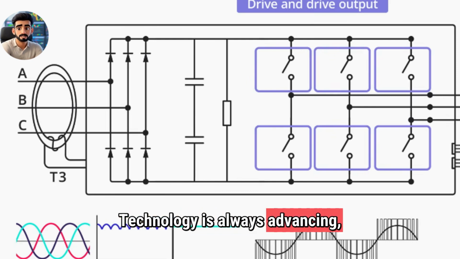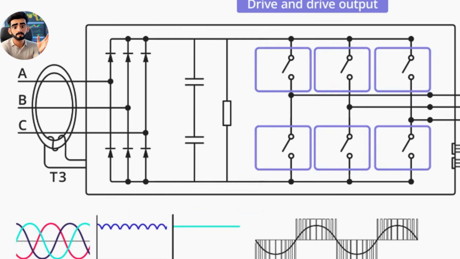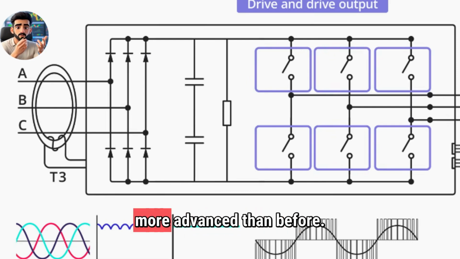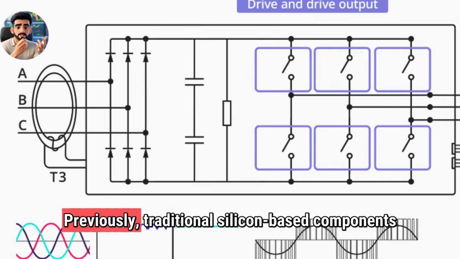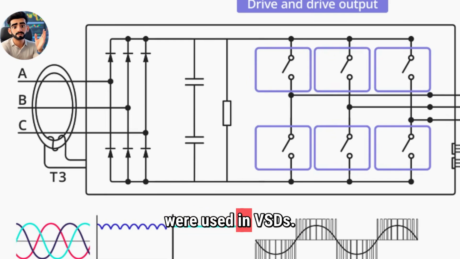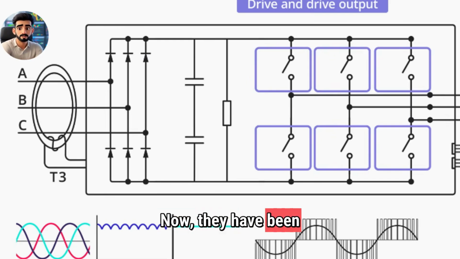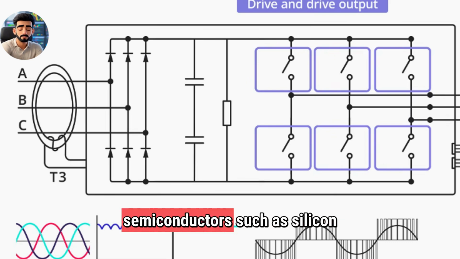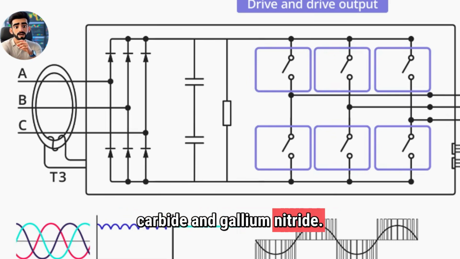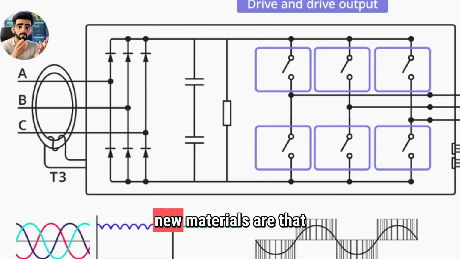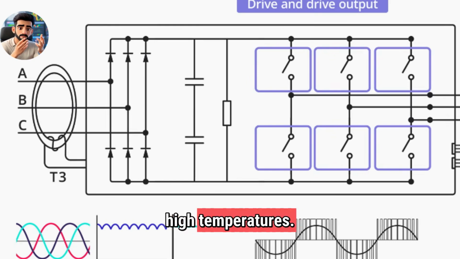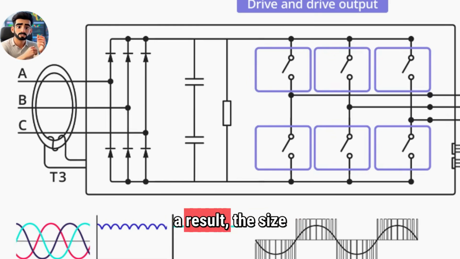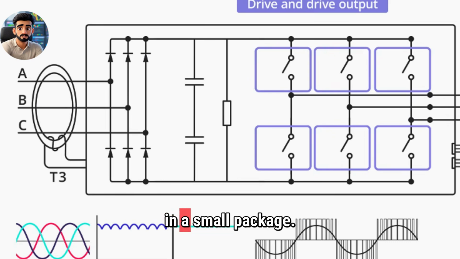Technology is always advancing, and VSD is no exception. Today's VSDs are much more advanced than before. A major advancement has occurred in semiconductors. Previously, traditional silicon-based components were used in VSDs. Now, they have been replaced by wide bandgap semiconductors such as silicon carbide and gallium nitride. The advantages of these new materials are that they can operate comfortably at high voltages and high temperatures. They have very low energy loss, and as a result, the size of VSDs has also become smaller, meaning more power in a small package.